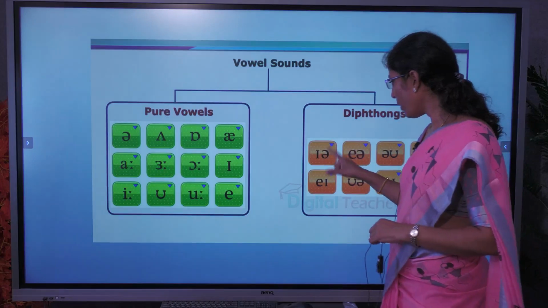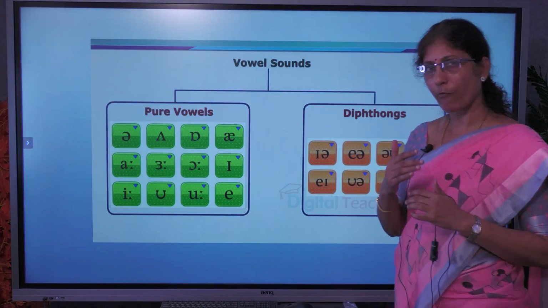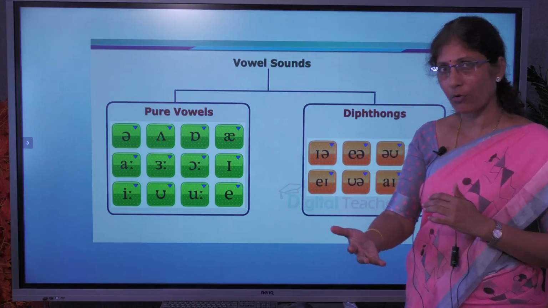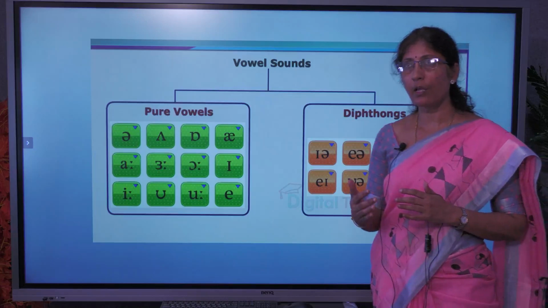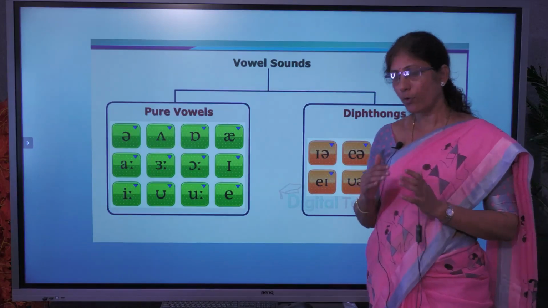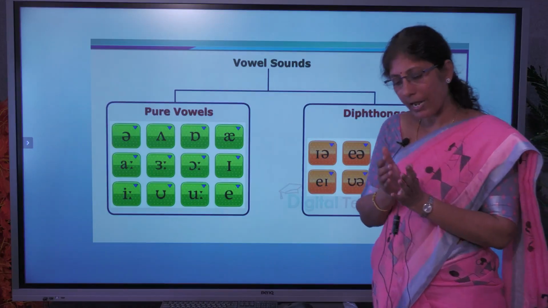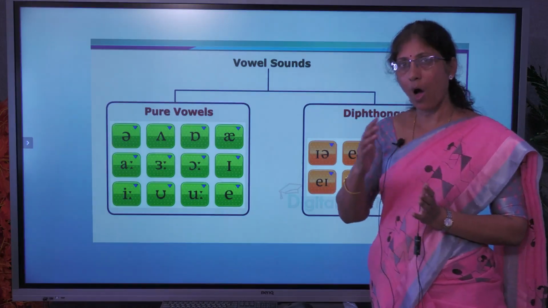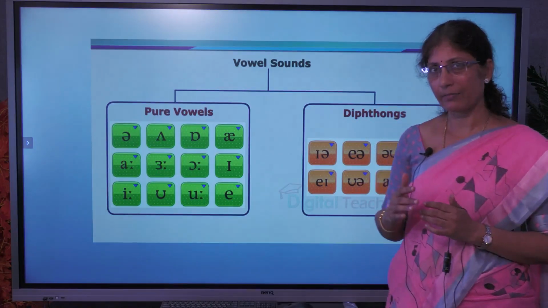So here, when you produce a diphthong sound, you should glide from one sound to the second sound. You can't produce it at a stretch. Suppose in Telugu we say "au". Okay, "au" is a word, but in Telugu we say it as one sound, right? But in English we should glide from one sound to the next.